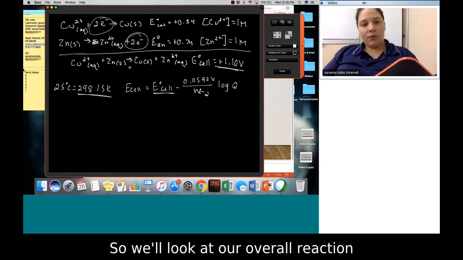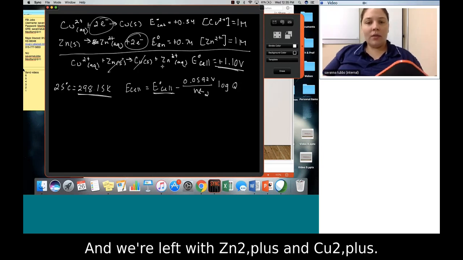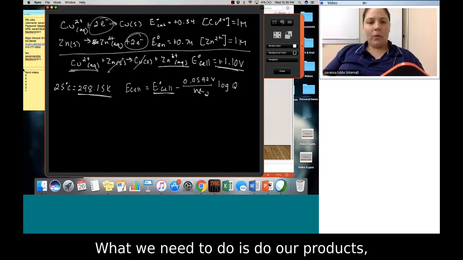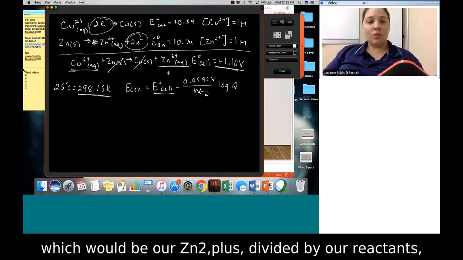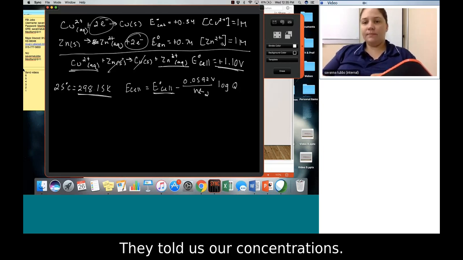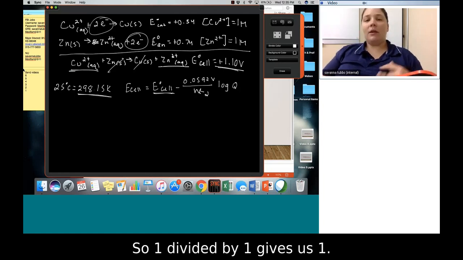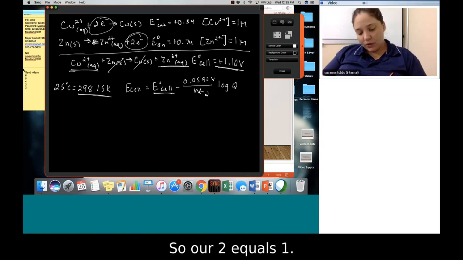So remember that Q is going to be when you're not dealing with pure solids. So we'll look at our overall reaction and cancel out our pure solids, and we're left with Vn2+ and Cu2+. What we need to do is do our products, which would be our Vn2+, divided by our reactants, which is Cu2+. They told us our concentration, so it's 1 divided by 1. So 1 divided by 1 gives us 1. So our Q equals 1.